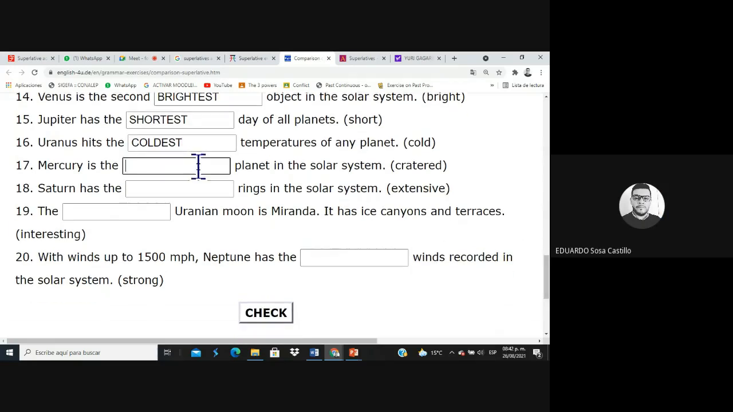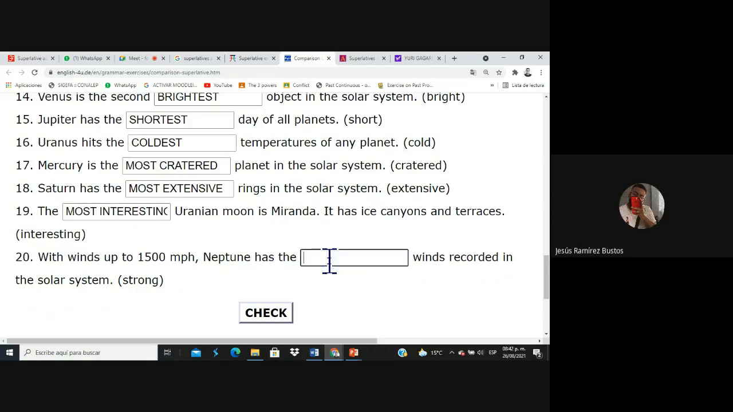Mercury is the most cratered planet in the solar system. Saturn has the most extensive rings in the solar system. The most interesting Uranian moon is Miranda. It has canyons and terraces.